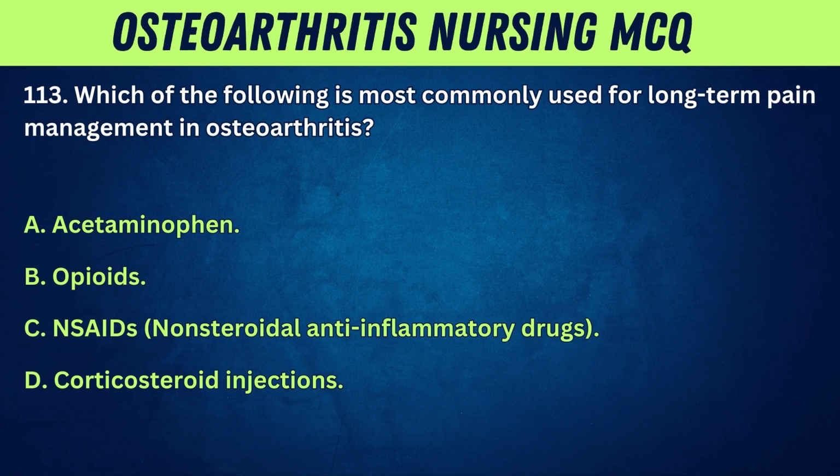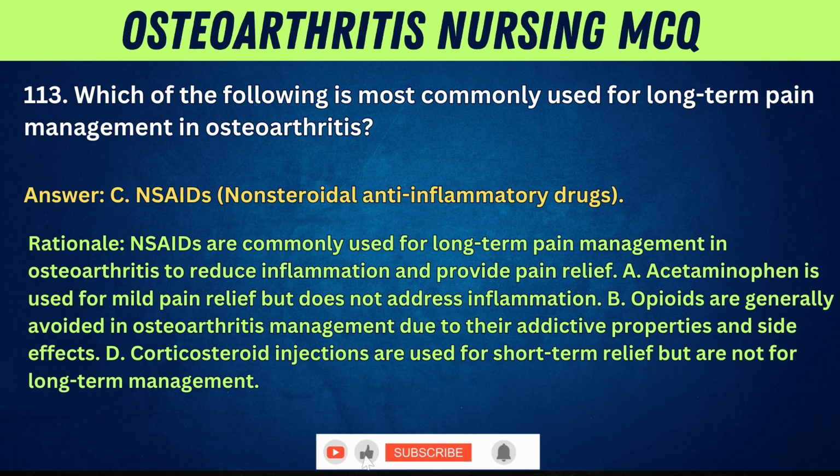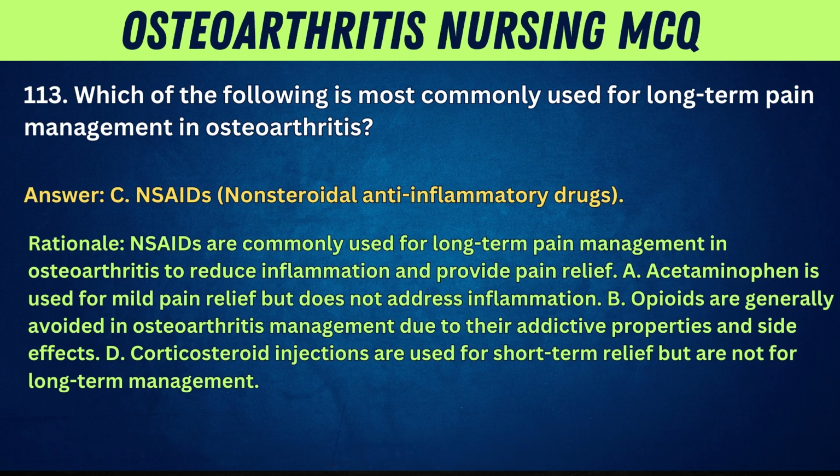113. Which of the following is most commonly used for long-term pain management in osteoarthritis? A. Acetaminophen. B. Opioids. C. NSAIDs, non-steroidal anti-inflammatory drugs. D. Corticosteroid injections. Answer: C. NSAIDs, non-steroidal anti-inflammatory drugs. Rationale: NSAIDs are commonly used for long-term pain management in osteoarthritis to reduce inflammation and provide pain relief.